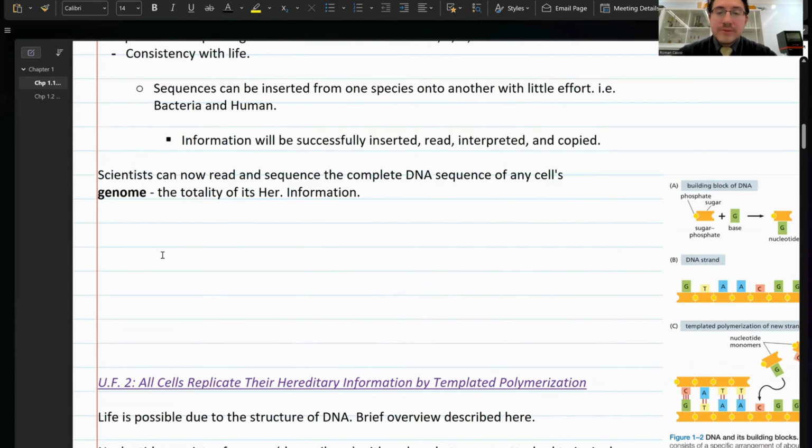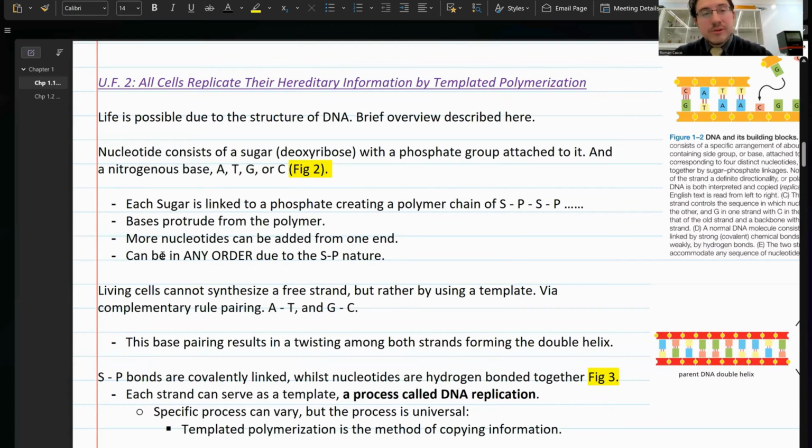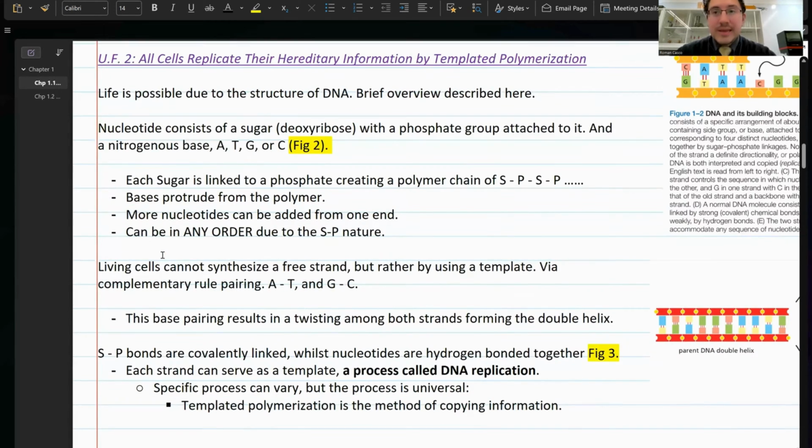Going into more detail regarding information, you have universal feature number two. All cells replicate their hereditary information by templated polymerization. Life is possible just because of the nature of the structure of DNA, right? It's double stranded. Due to its structure, it is able to store information, process that information, and be able to produce a protein from that information.